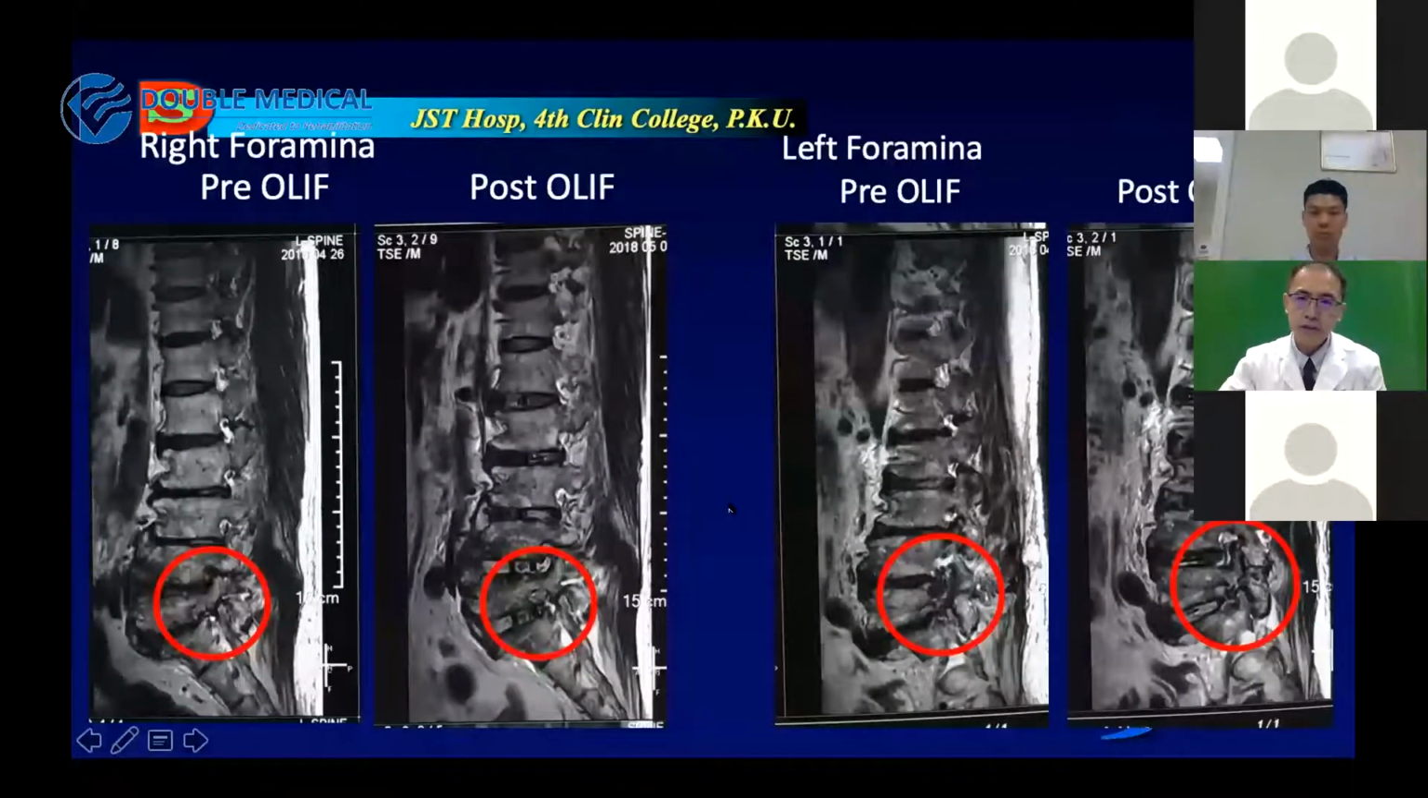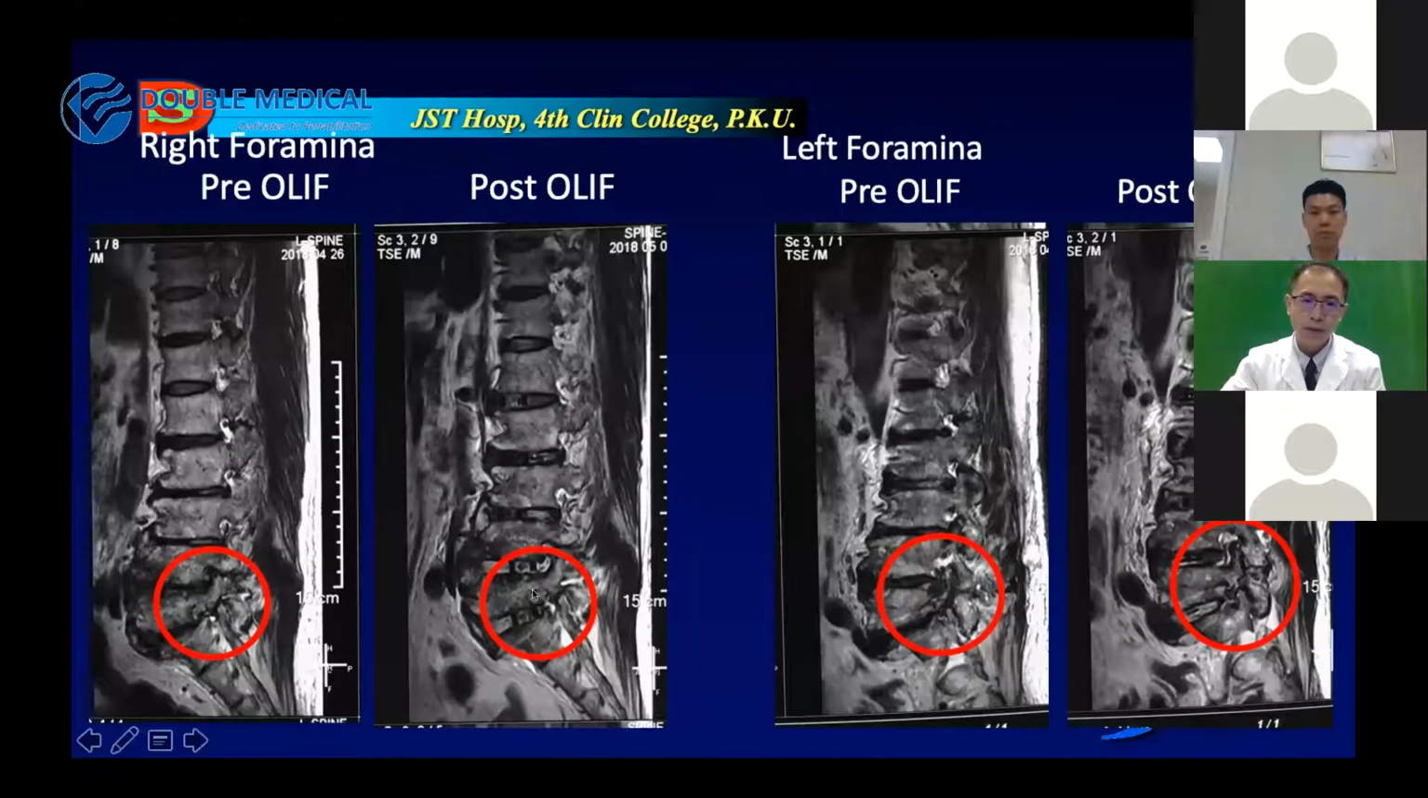Actually, after the first stage surgery, the patient feels very good. The pain in the lower limb almost disappeared completely. After OLIF, we took an MRI for the patient. We can see that after OLIF, all the height and the area of the stenotic foramina was restored.